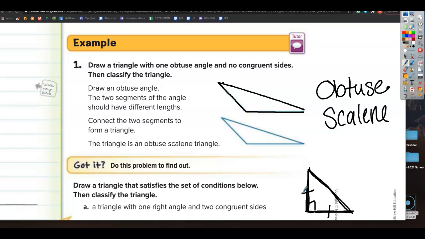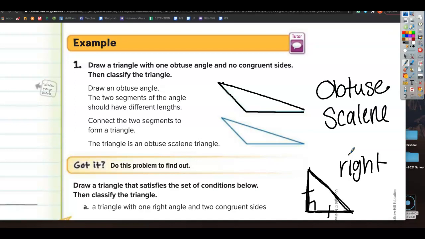Questions so far? Okay, it also says to classify it. Trey, how would you classify it by its angle? No, what's the name of it? What's the name of the triangle by its angle? It is a right triangle because it has one right angle. And what would you classify it by its sides, Callie? Isosceles. Questions on that?